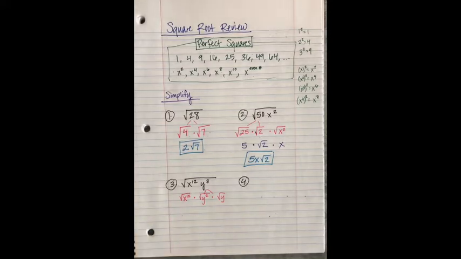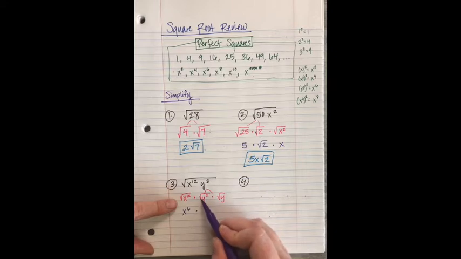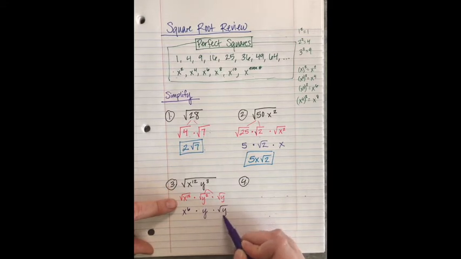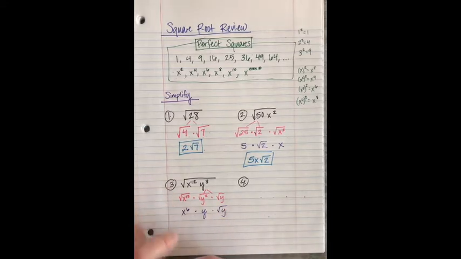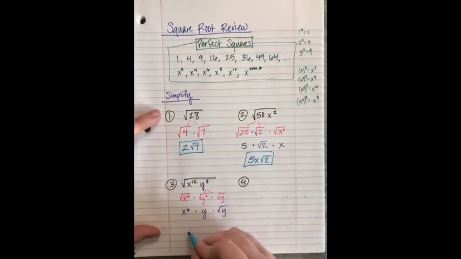Next, I'm going to simplify any of the perfect squares that I can. So I see the square root of x to the 12th ends up being x to the 6th. The square root of y squared is just y. And I drop down the radical of y because it can't be simplified. For my final answer, I kind of shove everything together, so out front you have x to the 6th y times the square root of y.